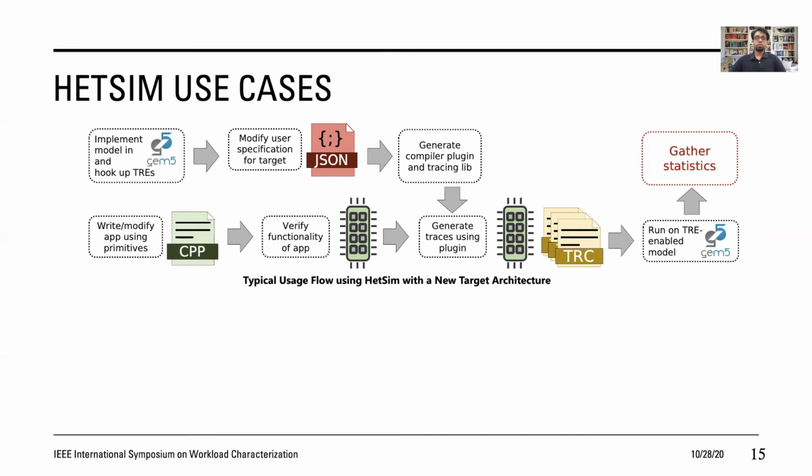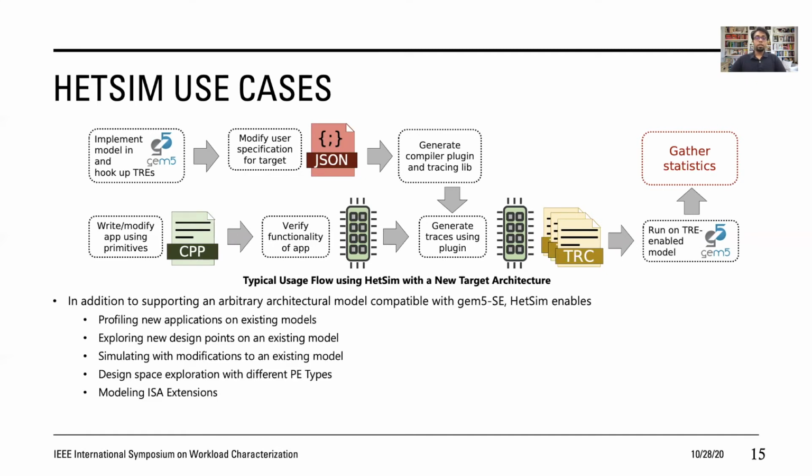user the required statistics. HetSim additionally supports the following use cases: profiling a new application on the existing model, exploring different design points on that existing model, simulating after making modifications to the hardware model, exploring different design points with different PE types, and finally also modeling ISA extensions simply as primitives. These use cases are described in detail in the paper.